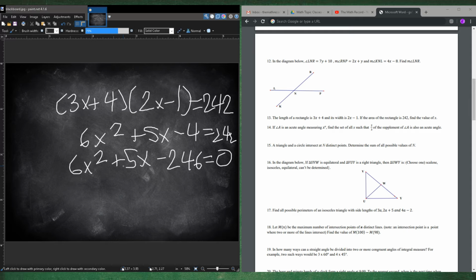So one of the answers is 6. So x is equal to 6, which is one of the probable answers. Now if I factor 6 out, 6 sorry. So that's 6 out of 246 would be 41.